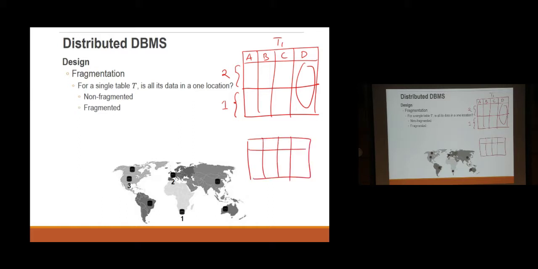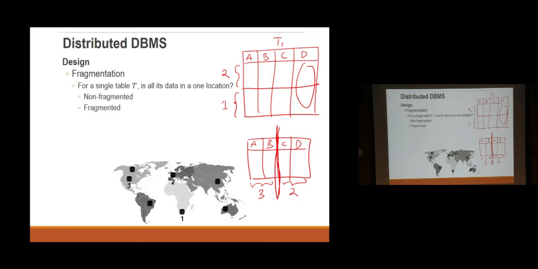Well, what happens if we have a vertical fragmentation? So this 2, let's say it's located at 3, this 2 is located at 2. Okay? So now if you want to do aggregation on D, it's easy.